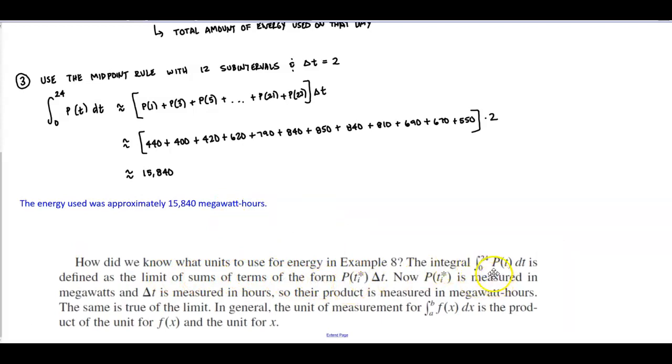Now, how do we know what units to use for energy in example 8? Well, the integral going from 0 to 24 of P of t dt is defined as the limit of sums of terms of the form P of t subscript i times delta t. P of t subscript i is measured in megawatts, and delta t is measured in hours, so their product is measured in megawatt hours. The same is true of the limit. So in general, the unit of measure for the integral from a to b of the function f of x dx is the product of the unit for f of x and the unit for x.